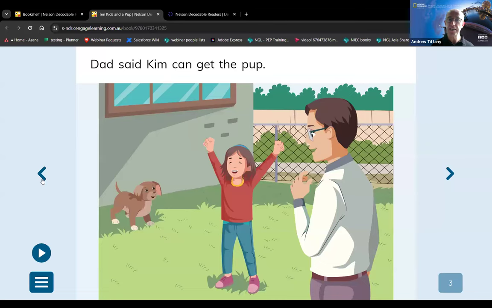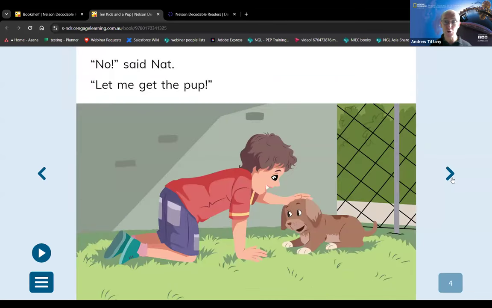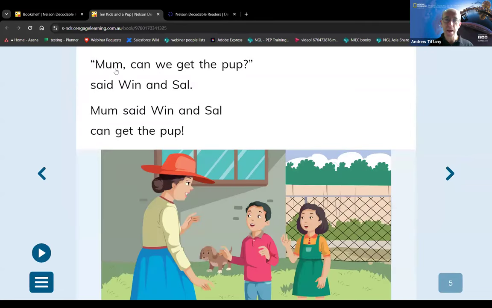Dad said Kim can get the pup. Nat says, no, let me get the pup. Why does he say no? Because he wants it. Yeah, he wants the pup. What about the next page? What happens on the next page?